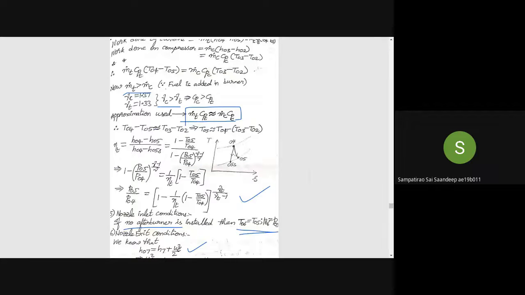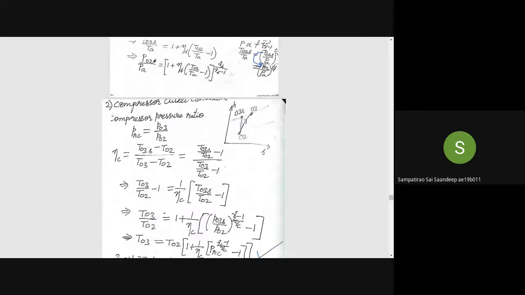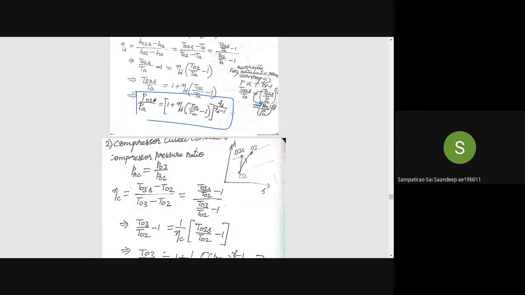Now the exit condition. We know that h naught 7 is h7 plus Ue square by 2, which is the definition of stagnation enthalpy. And then for steady adiabatic flow, h naught 7 is the same as h naught 6, because stagnation temperature is constant in an adiabatic flow. After some simplification, you will get this exit velocity as this. I would suggest you remember this equation. This equation you need to remember. The rest of the equations you need not remember, but still if you want to, I would suggest you remember this.